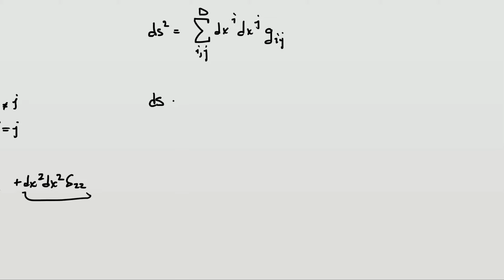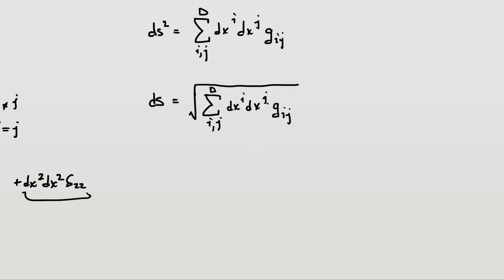This is equal to now the square root of all of this stuff in here, dx_i dx_j g_ij. Okay.